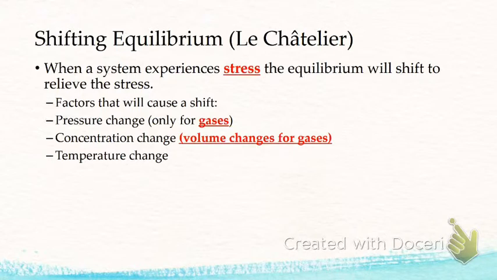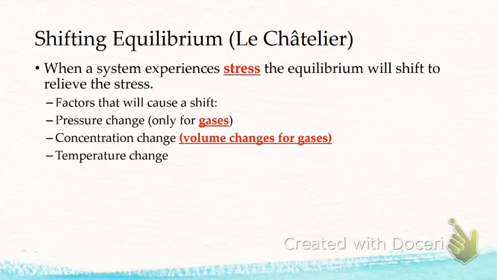Okay? So factors that will cause the shift are changes in pressure, changes in concentration, and temperature changes. When we're referring to changes in pressure, we are only talking about gases, because gas is the only thing that will affect pressure. Pressure will only affect gases, not liquids and solids. It doesn't matter because we're not putting liquids and solids in our equilibrium constant, are we? No, we are not. Concentration changes and temperature changes.